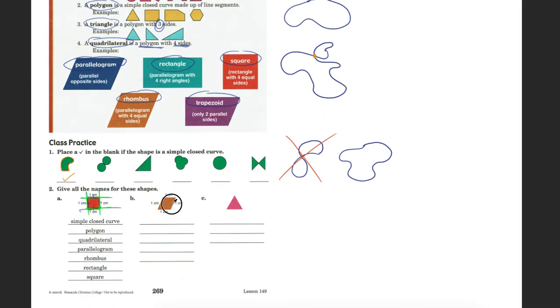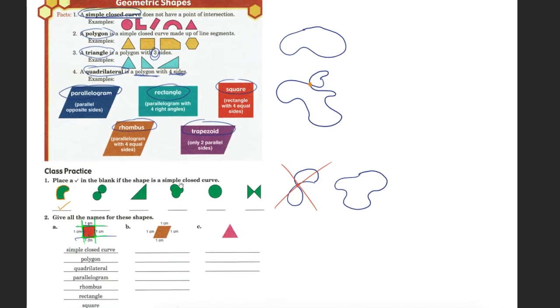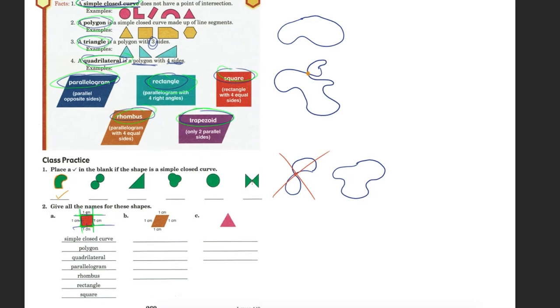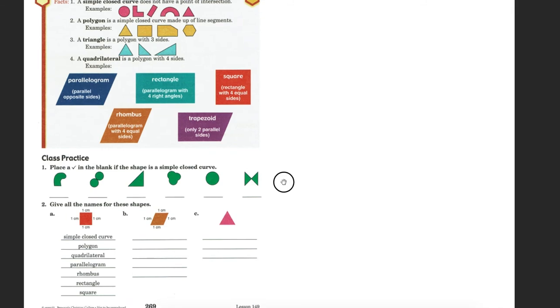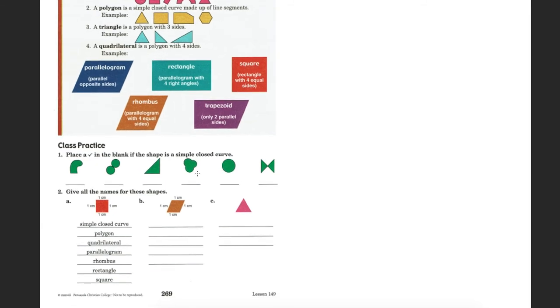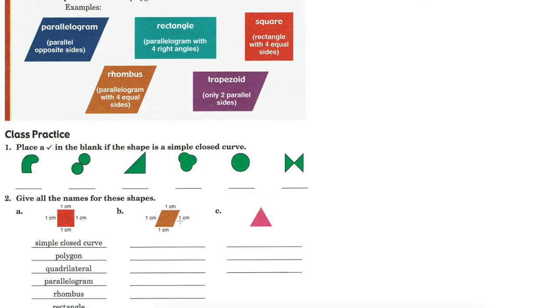You're going to look at each of these shapes, and you're going to write down what you can label them as. Can you label them as simple closed curve, polygon, triangle, quadrilateral, parallelogram, rectangle, square, rhombus, or trapezoid? Okay. So let's do one. We'll do B together. So B, we have this shape here.